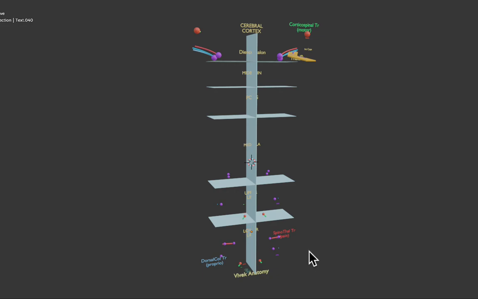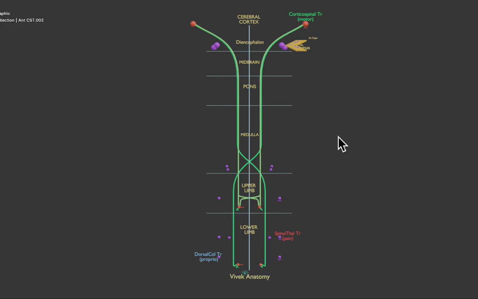Now, we are going to talk about the three major spinal cord tracts. Let us start from the motor tract. Corticospinal tract is a motor tract. It starts from the motor cortex or the precentral gyrus and goes down to the spinal cord. That's why it is called the corticospinal tract. Two things to note here.